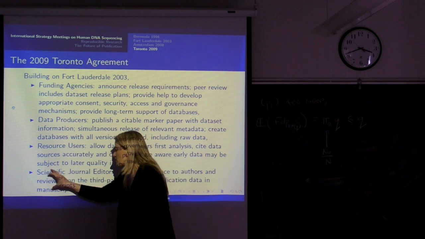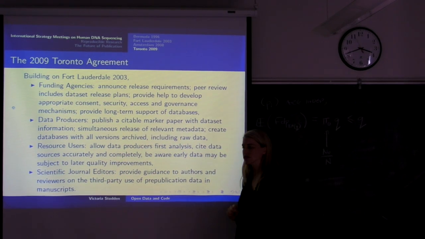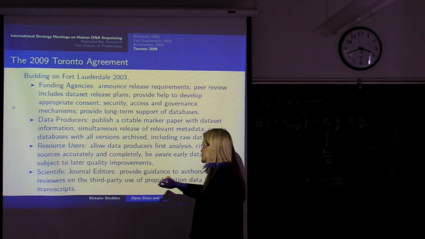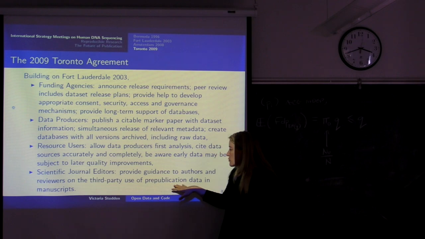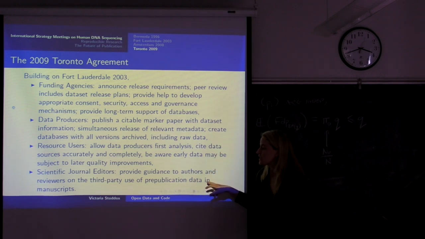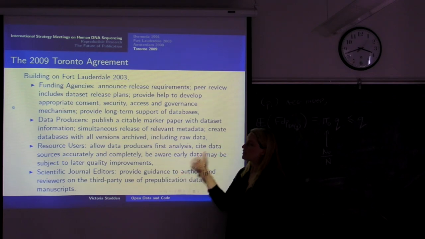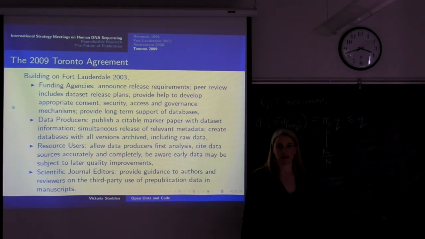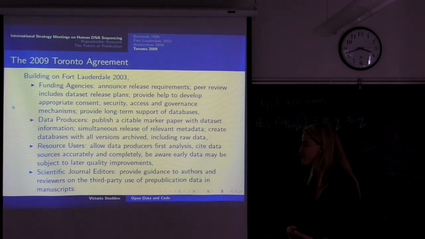Now there's a fourth leg in the stool here, which is journals. Journal editors have to provide guidance to authors and reviewers on third-party use of pre-publication data in manuscripts. So the editors now are seen as having a role in enforcing that tripartite community responsibility.